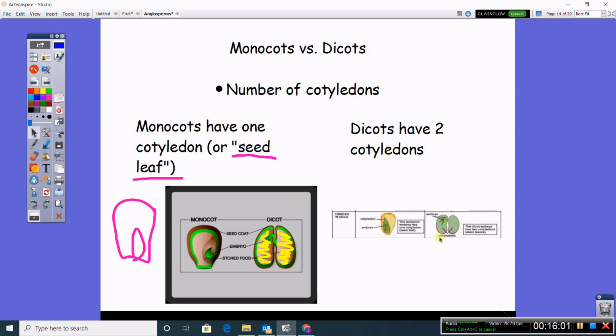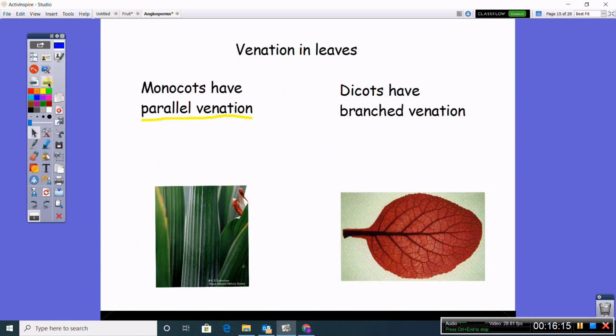Dicots, when I think of dicots, I think of something like a bean. This is showing you a bean split in half. Basically the cotyledons are all this nutritive stuff that I've sort of colored in yellow here that take up the whole inside of the bean. All right, next is venation. Monocots have parallel venation, which means their veins all run parallel to each other, whereas dicots have branched venation. Okay, I think that's pretty straightforward.